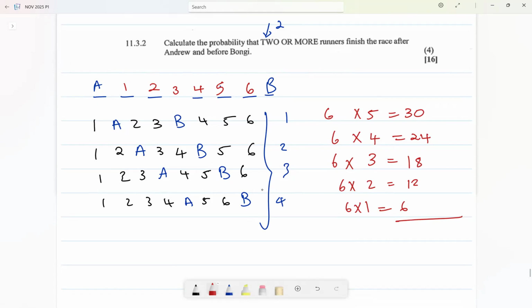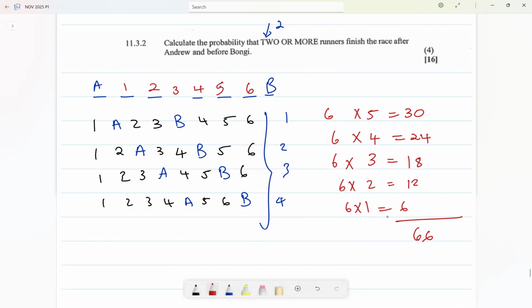Okay, so it's going to be 30 plus 24 plus 18 plus 12 plus 6. Okay, I get 66 possible ways. I don't know if there is another way, but I get 66. Okay. Is it 66? Let me just check again if it's 56 or 66. 30 plus this, yes, plus that, all right. Okay, I get 66.